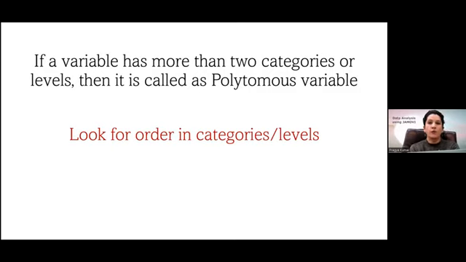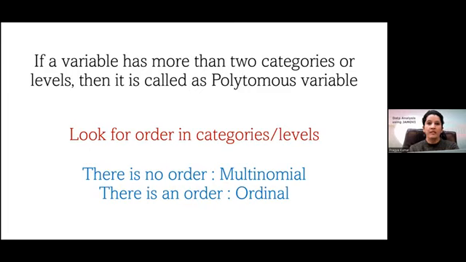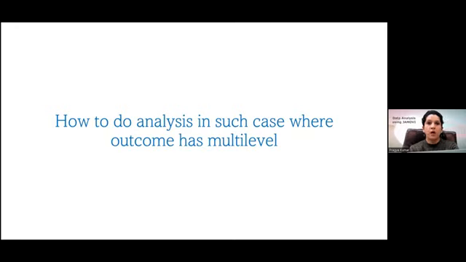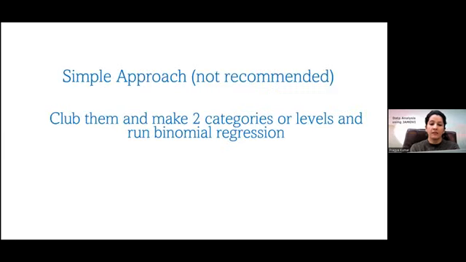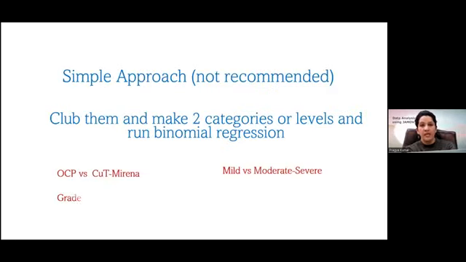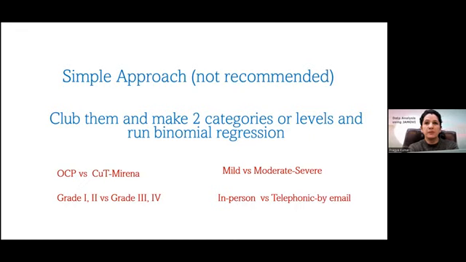So you have to look for the categories or levels in the dependent variable. If there is no order, it is multinomial. If there is an order, it is ordinal. So how to do such analysis when the dependent variable has more than 2 levels? Many times people say to club them, make 2 categories or levels, and run binomial regression. For example, if there are 3 categories of contraception: OCP, copper T, and MD.